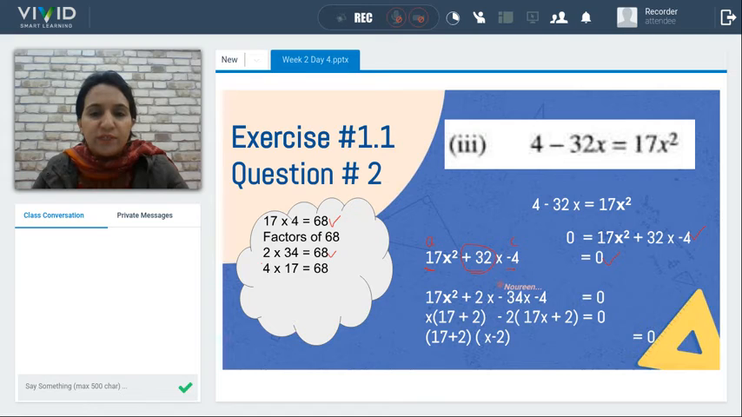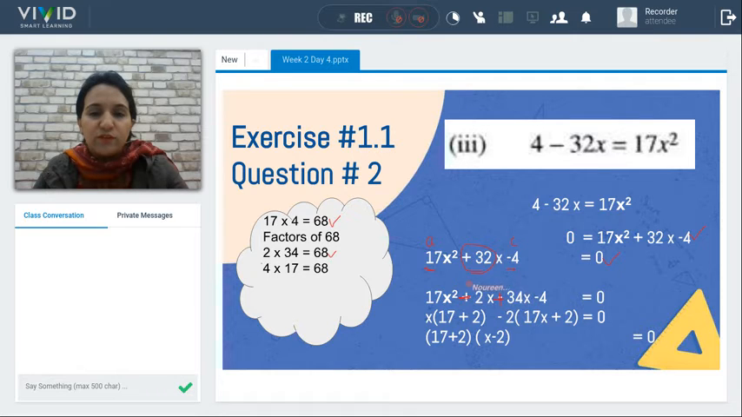और साइन बड़े नंबर का, क्योंकि हमारे पास यहाँ पे 34 है, 34 के साथ प्लस साइन आएगा. We have to write plus sign with 34 as we know that we need a sign of bigger number with 32. 32 के साथ प्लस साइन है, तो 34 के साथ भी प्लस साइन आएगा.